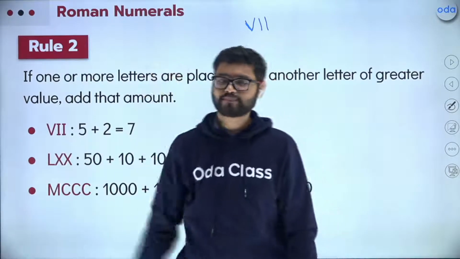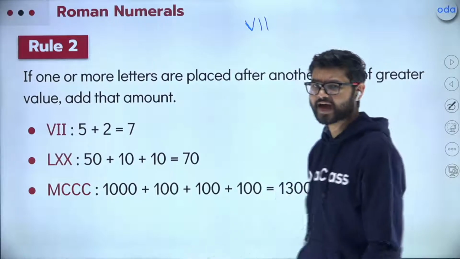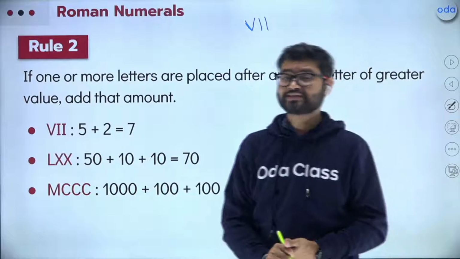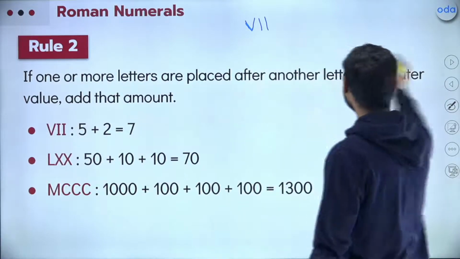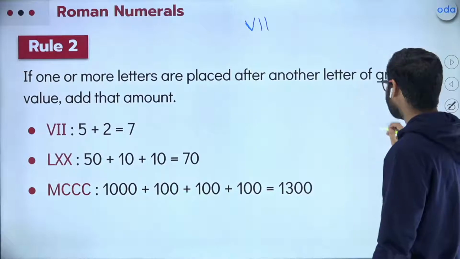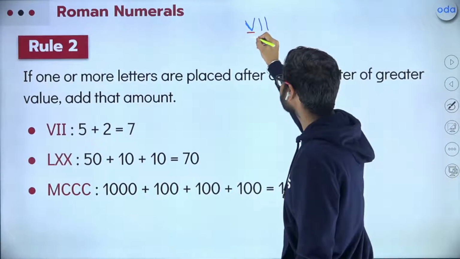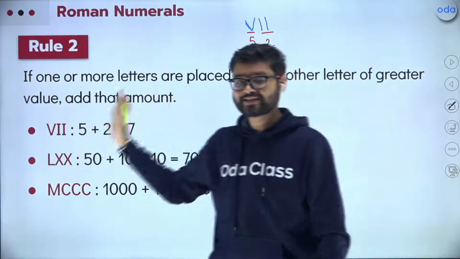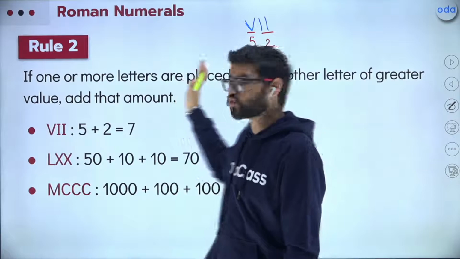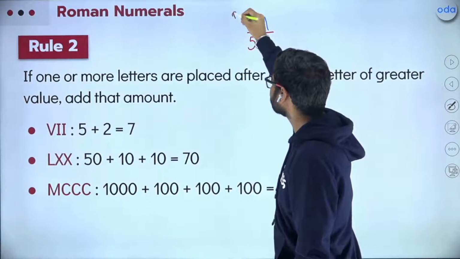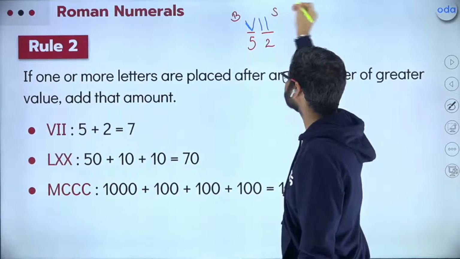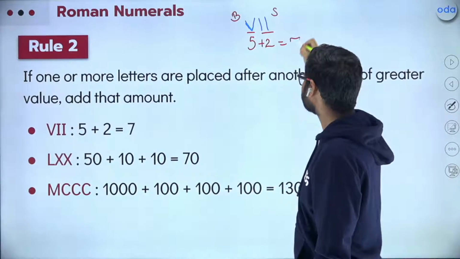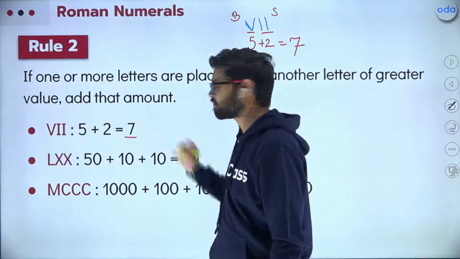That is the very first example which I am going to consider. VII. I don't know what VII is because I have only learnt about the seven symbols. I do not know what this VII means, but I know that this V over here means 5 and this II means 2. So can you see that the bigger symbol is on the left hand side and the smaller is on the right hand side. In that scenario, we can do the addition. 5 plus 2, 7. So that is why this is the symbol for 7.